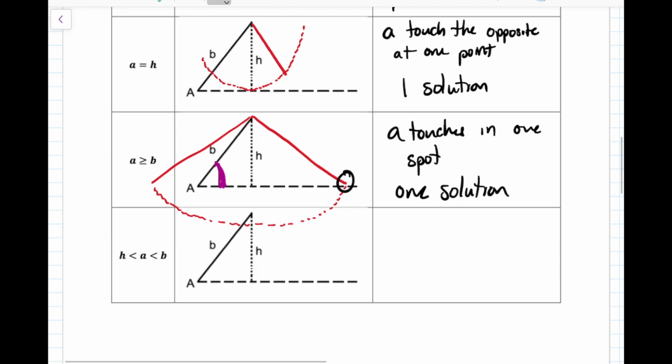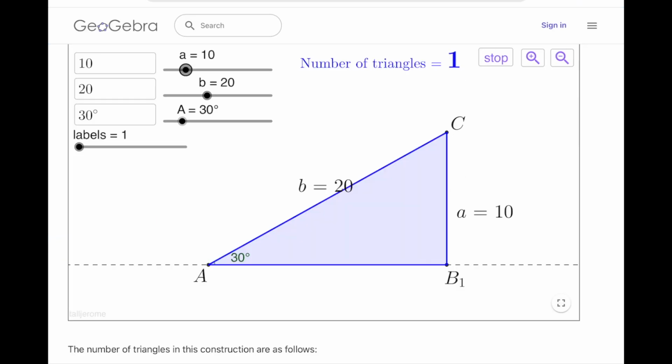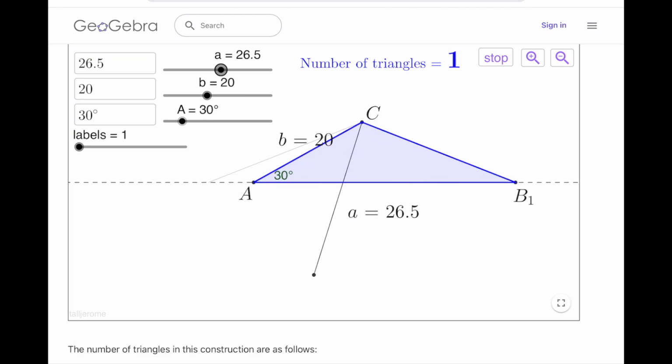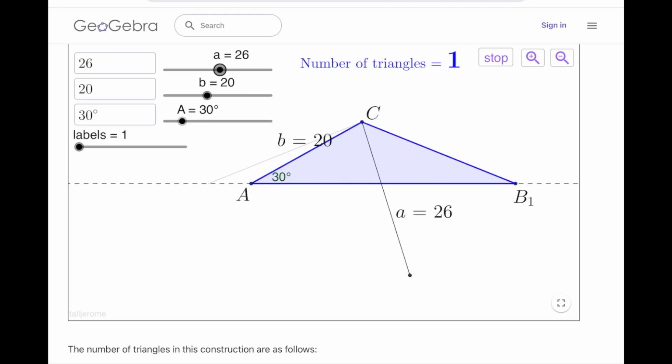So let's go take a look at that. If I make A big, so bigger than B in this case, if I make it all the way up to, let's say, 25 or 30 or something, we can see it touches over there on the right, and even though it touches on the left, that doesn't count because it wouldn't be including that 30-degree angle that we've got in there. And so there's our one solution.